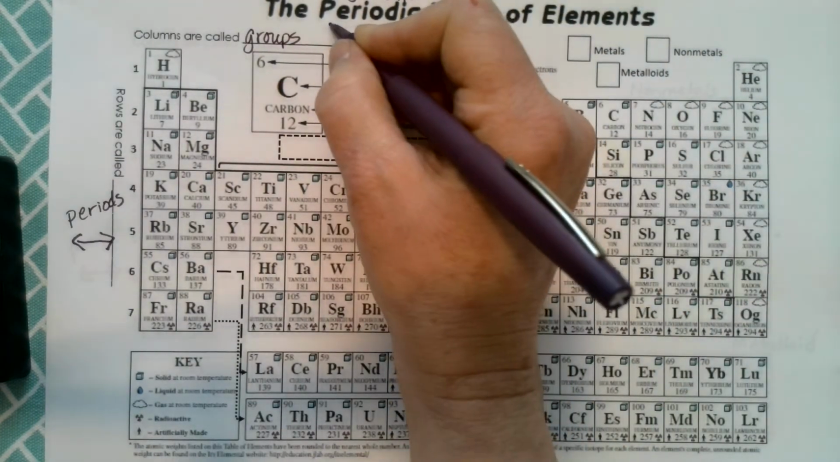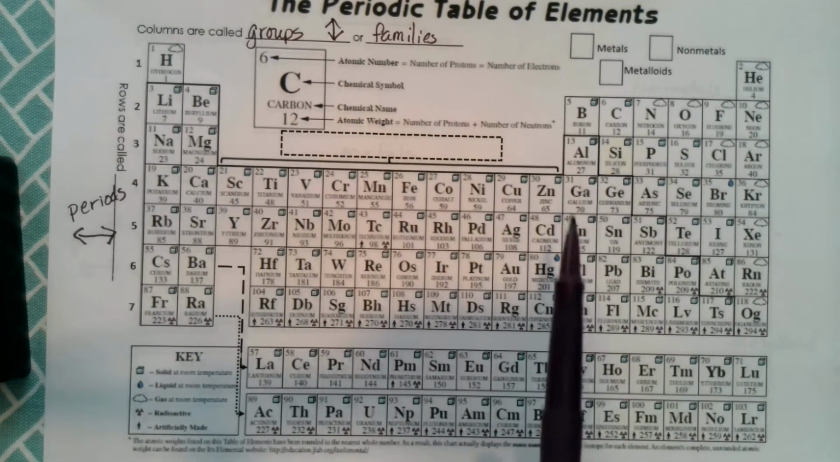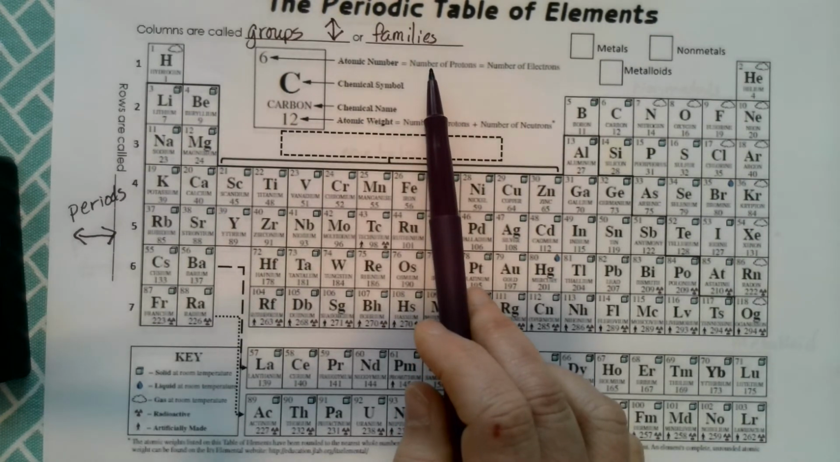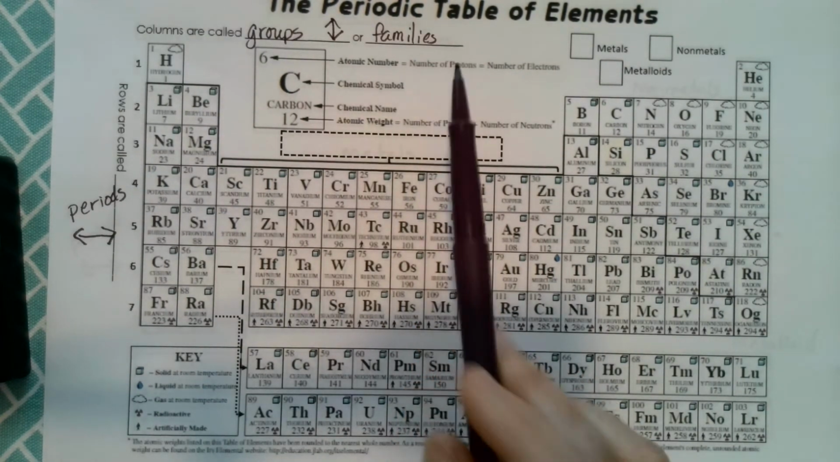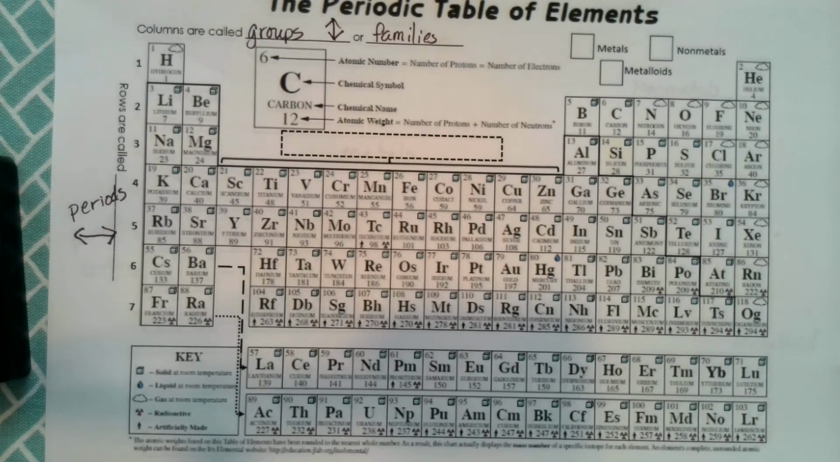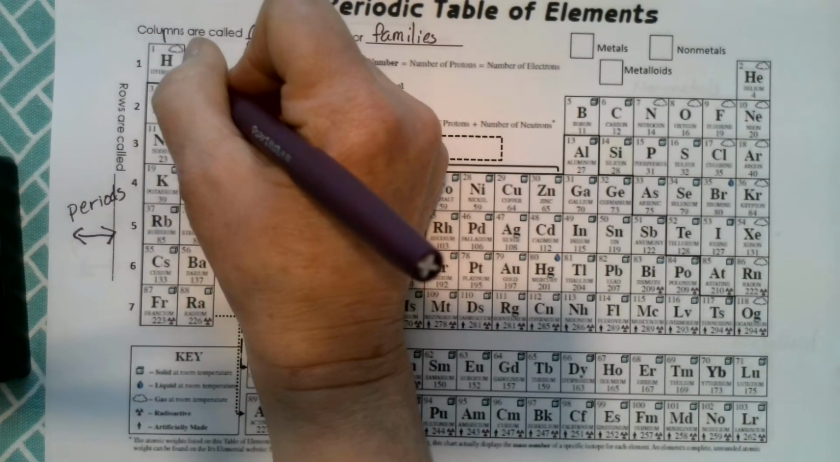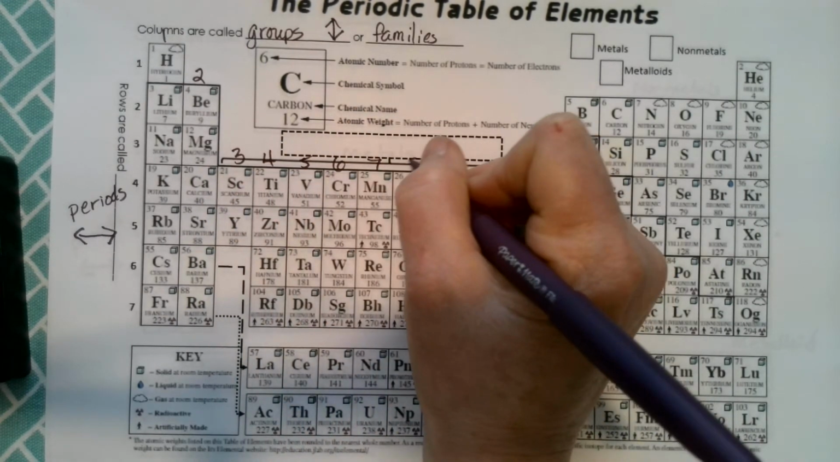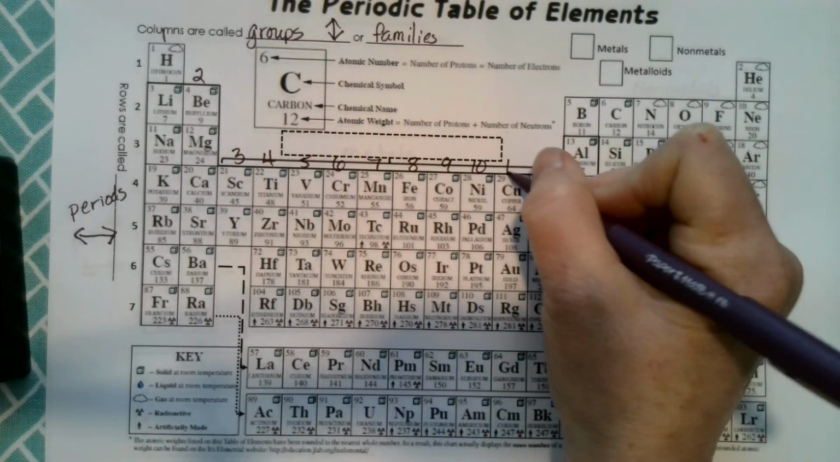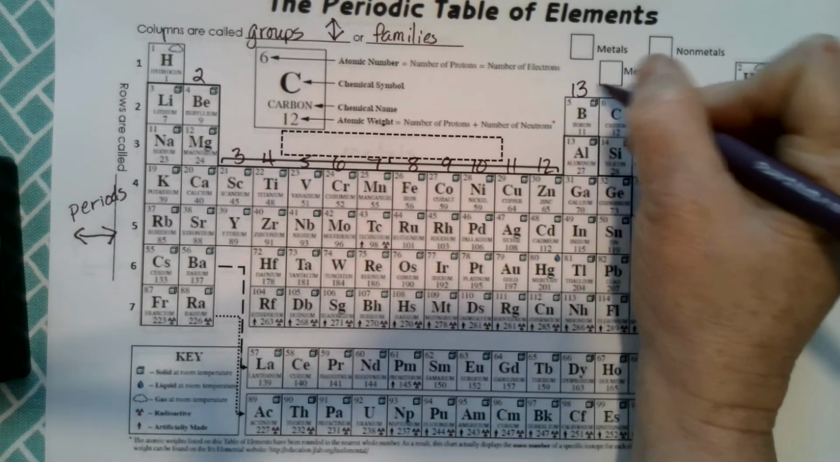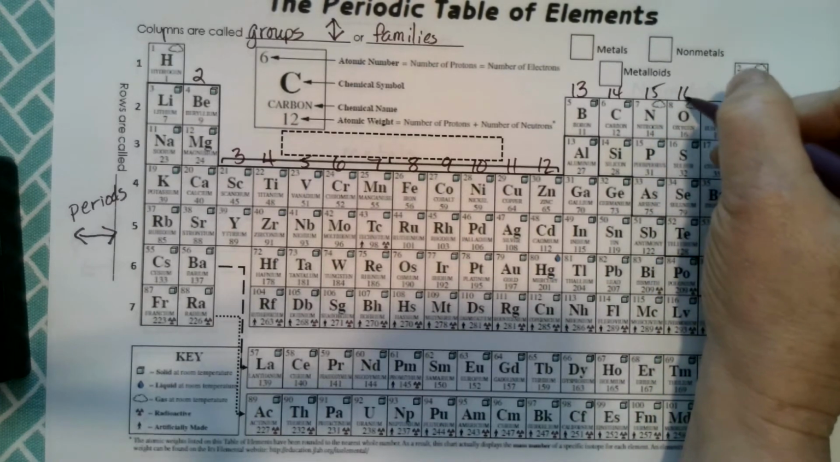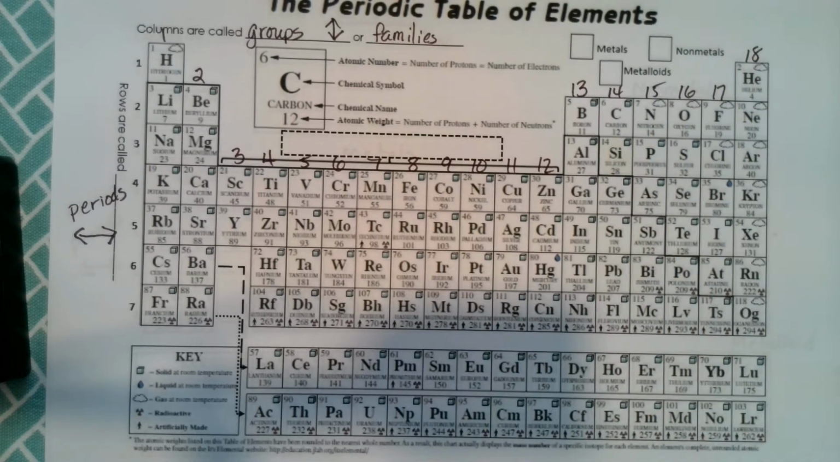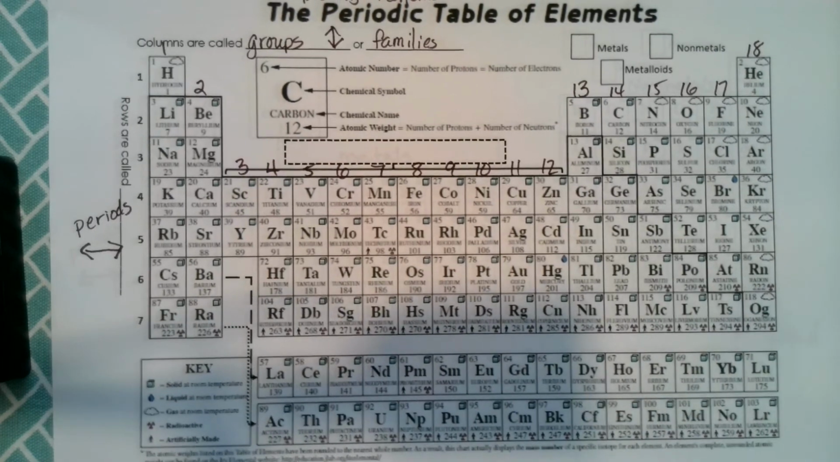I'm going to draw a little arrow here to show you what vertical means. When I think about groups and families, think of how you have properties and characteristics similar to your family; these elements have properties and characteristics similar to theirs. If you take a minute and look, we have 18 groups or families, so I'm going to number them off: 1, 2, 3, 4, 5, 6, 7, 8, 9, 10, 11, 12, 13, 14, 15, 16, 17, and 18. So we have 18 groups and families.